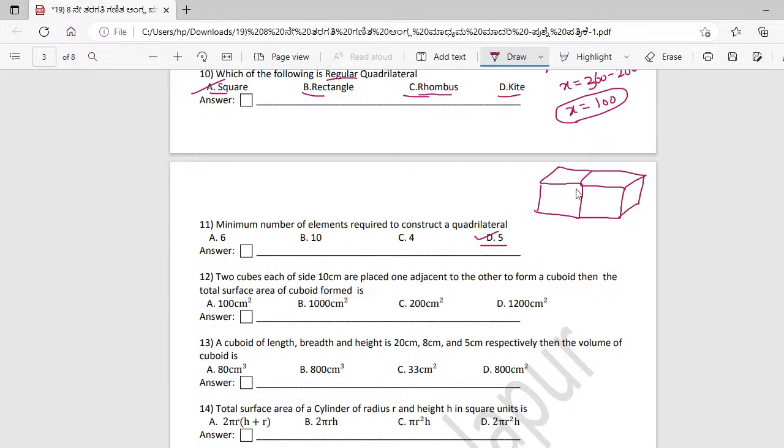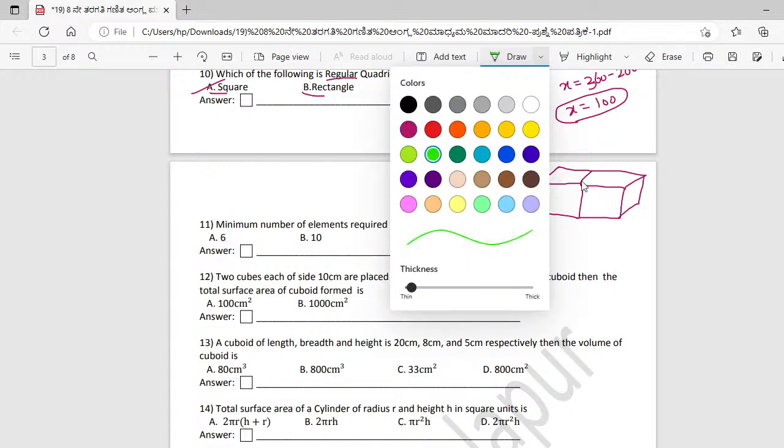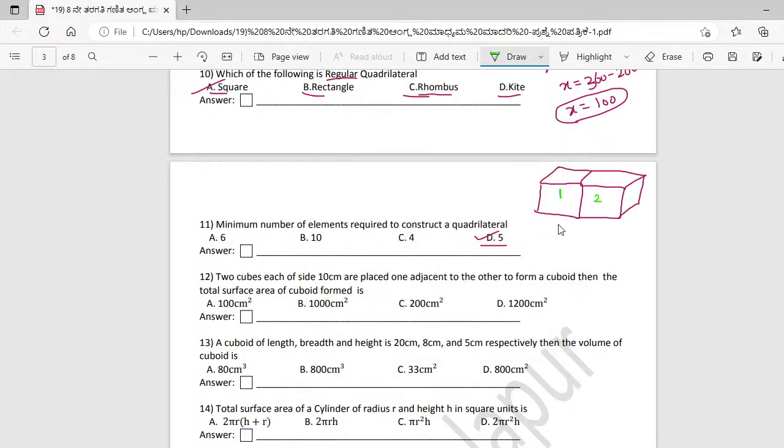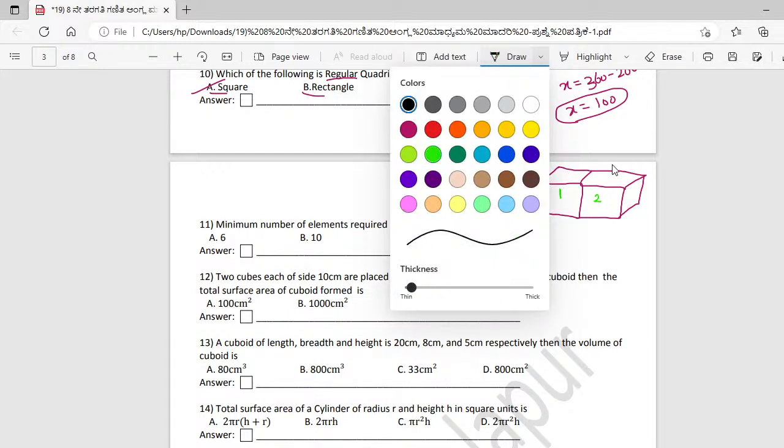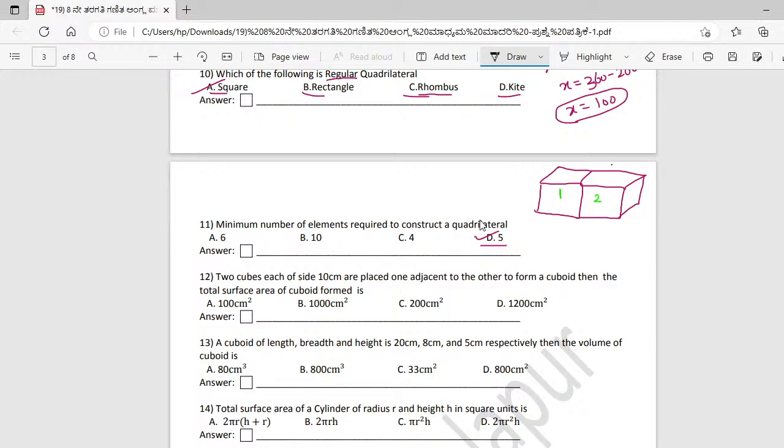Now you can see here I have drawn the two cubes; we shall call this one our first and this our second. Each cube has been given a dimension as well, right? So what is the dimension of each cube? That is 10 centimeters. So this cube is also 10 centimeters, this part is also 10 centimeters, and this way is also 10. Breadth is also 10.